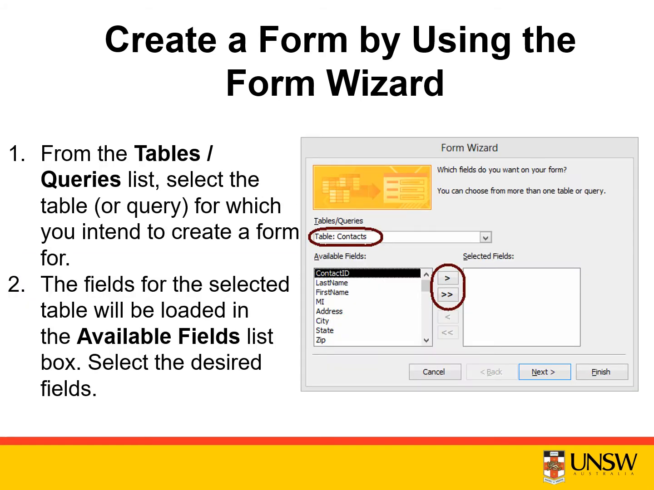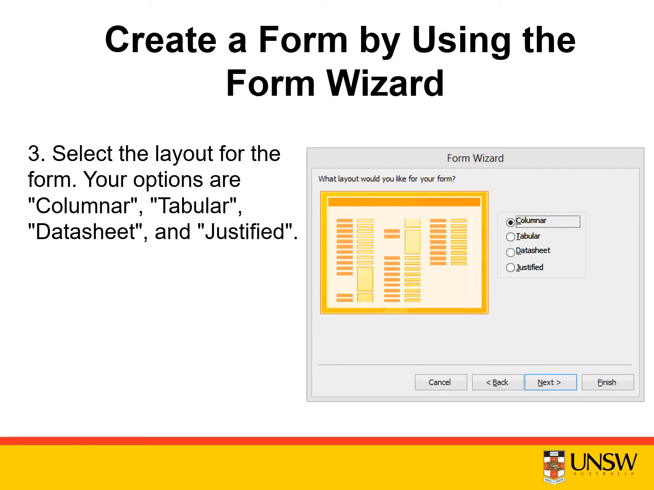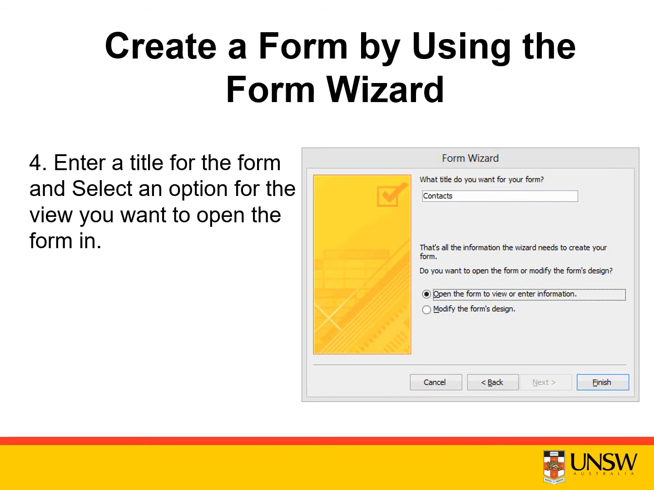In the first screen of the wizard, select the table that you want to make a form based on. Then select the fields that you want to add in your form. Then you should choose the style of the form layout. Finally, type a name for your form and click Finish. Watch Form Wizard demo in the next slide.